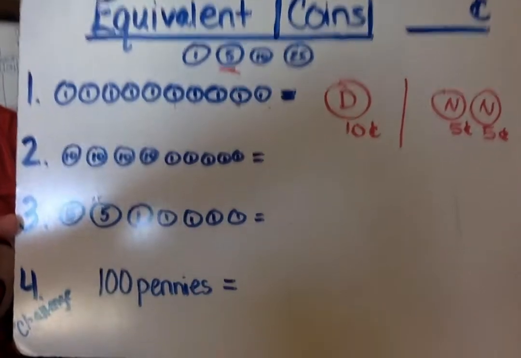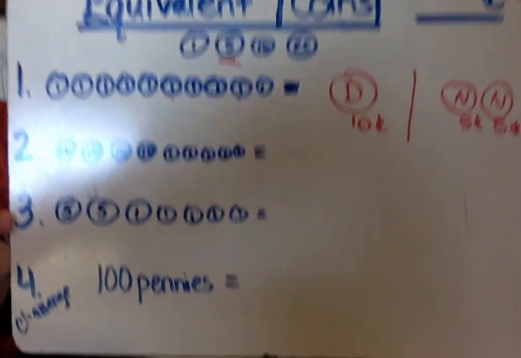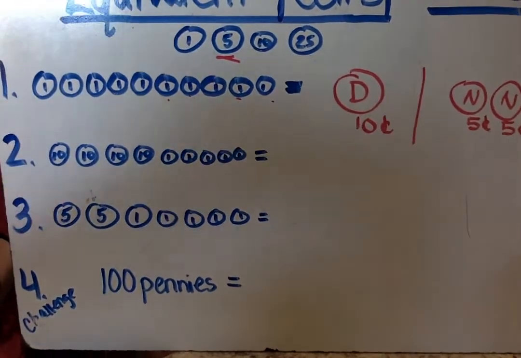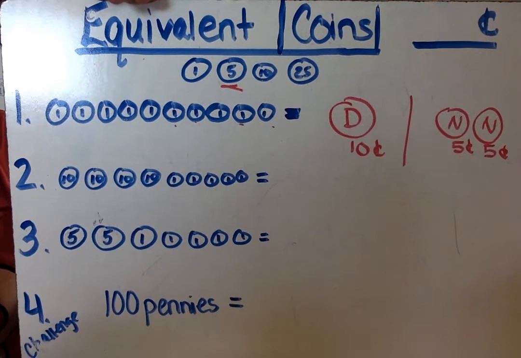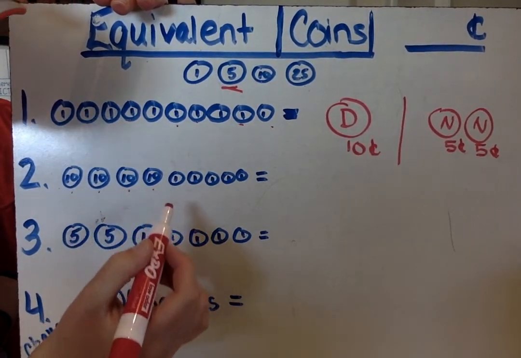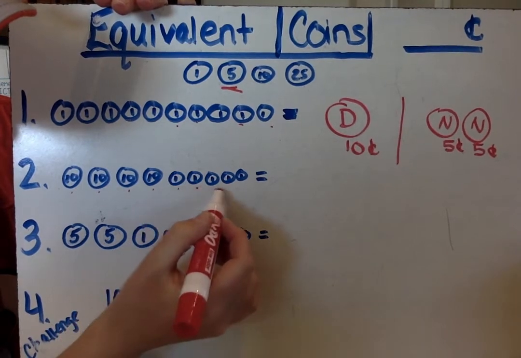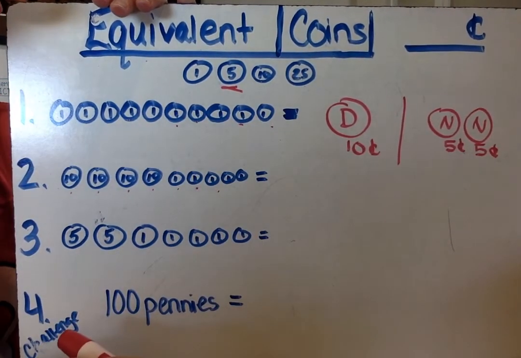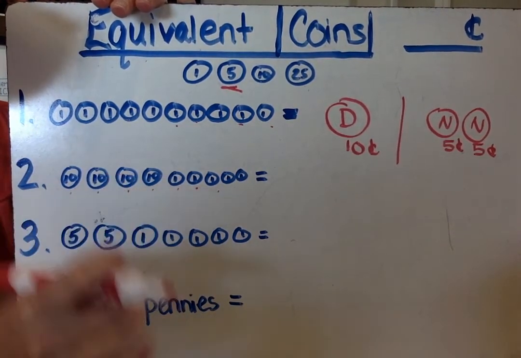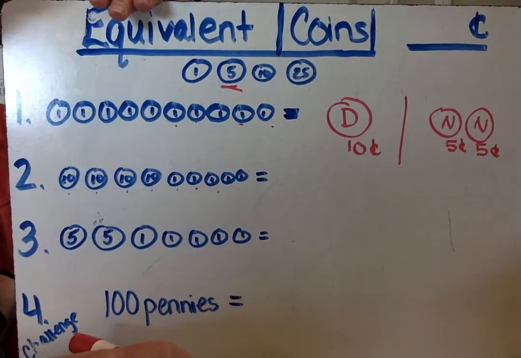Now guess what? You only have 3 problems left. You have 2, 3, and 4. So for 2, let's count. We have 10, 20, 30, 40, 41, 42, 43, 44, 45. You have 45 cents there, and you have a lot of coins. You have some dimes. You have 4 dimes and 5 pennies.